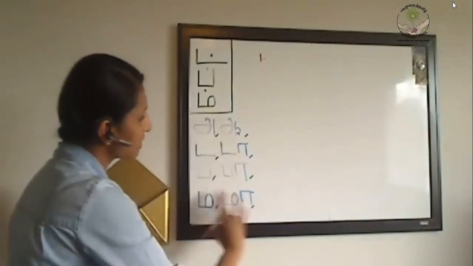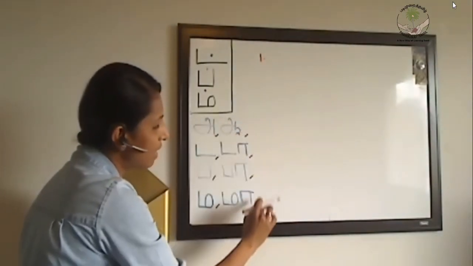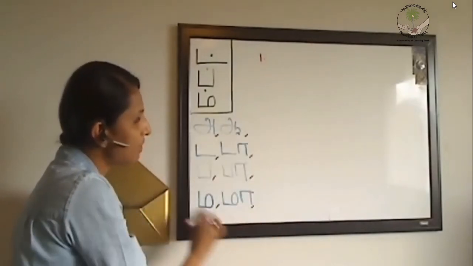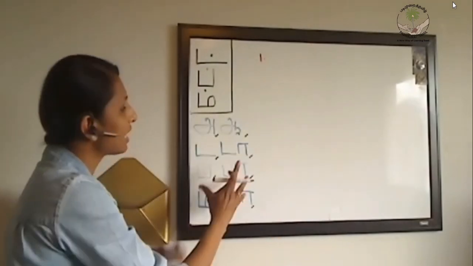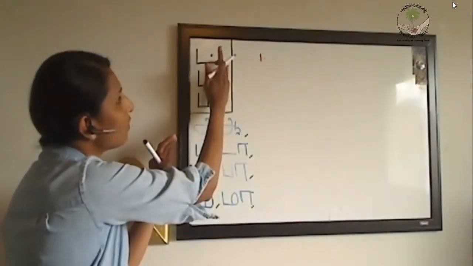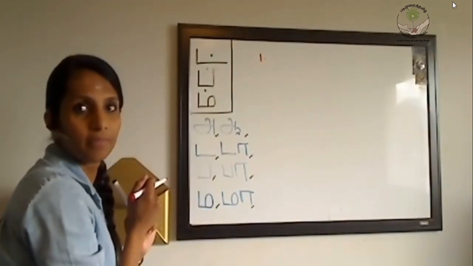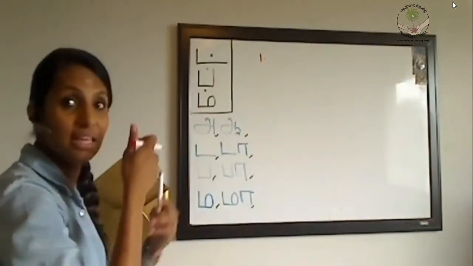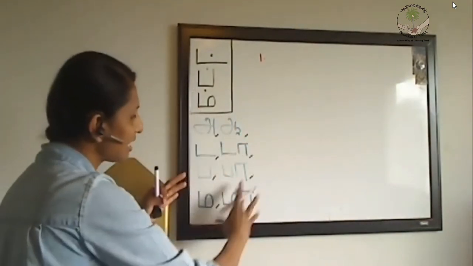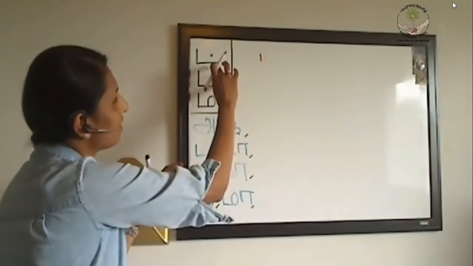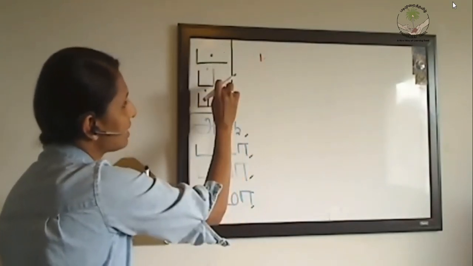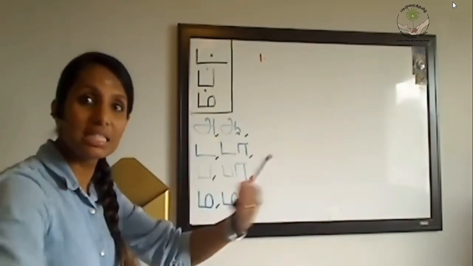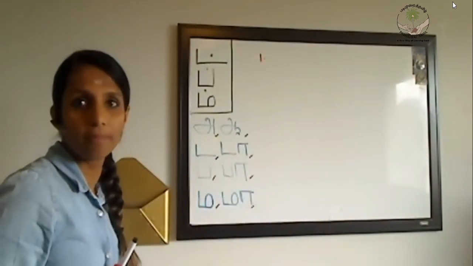Either vowels, idellam vowels and right? Idellam syllables and theriyum ipo ungalku, right? So we're going to combine the syllables with the consonants. So syllable-ukku pakkathil dhaan varum. This syllable is going to come in the front, and this consonant is going to come beside it, and together it's going to become a syllable on its own.